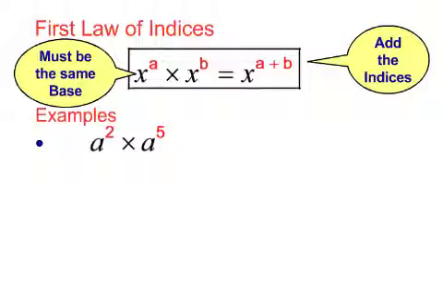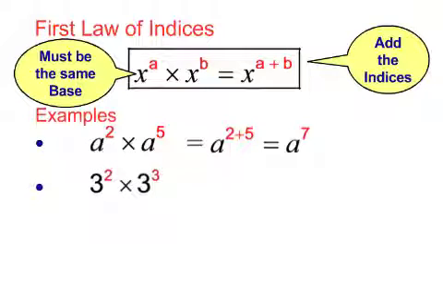We have a squared times a to the 5. So using the law, that's the same as a to the 2 plus 5. Notice here the base is the same, so we can add the indices 2 plus 5. So the answer is a to the 7.